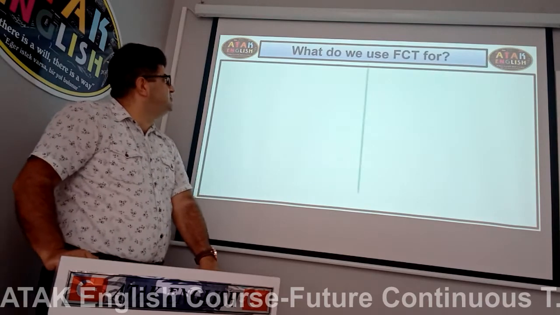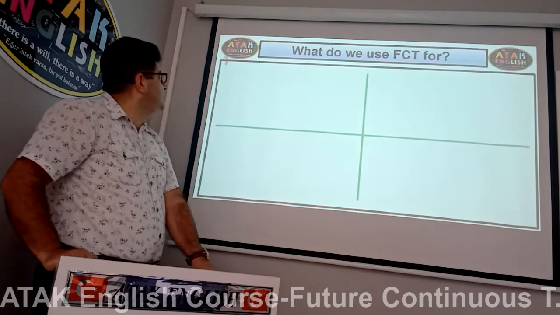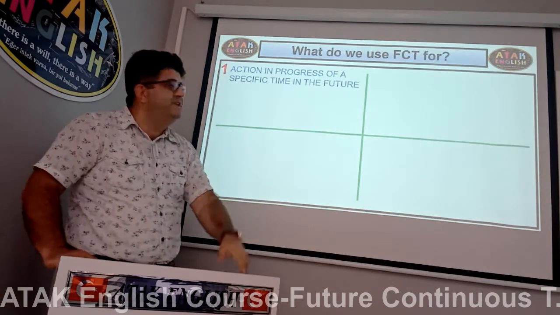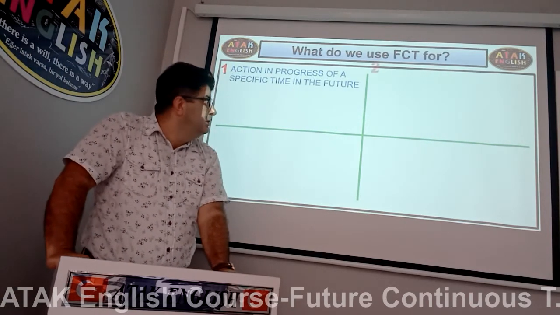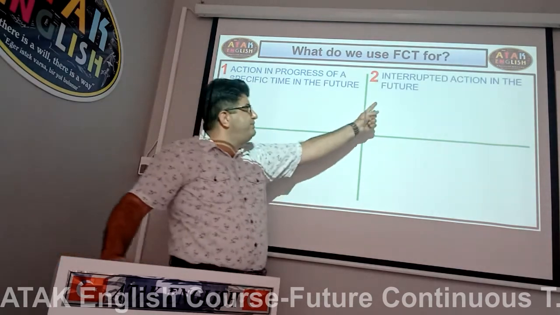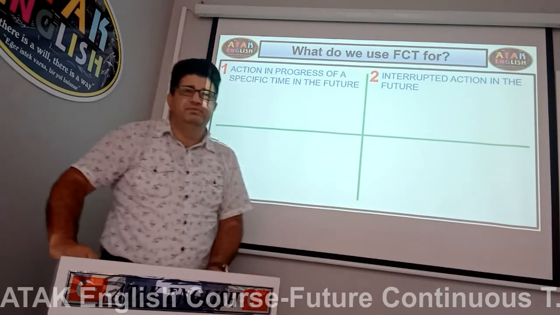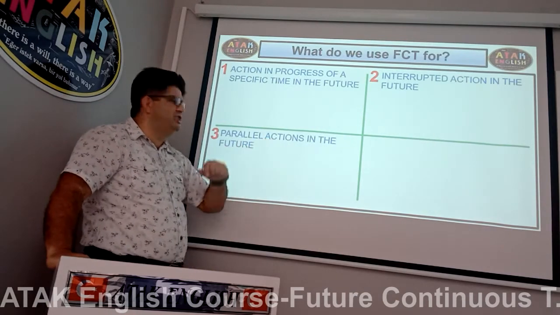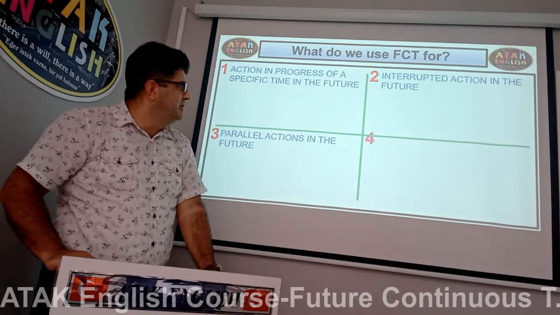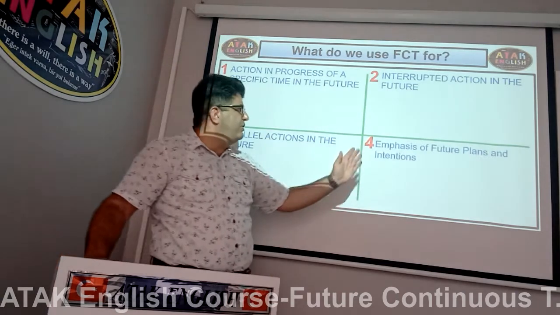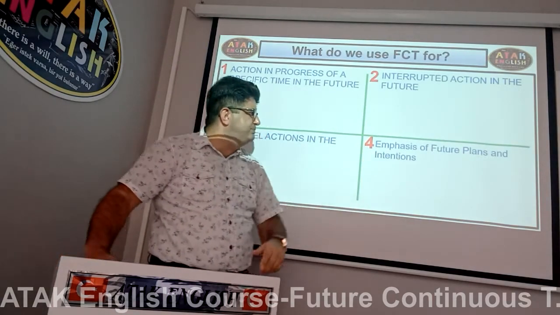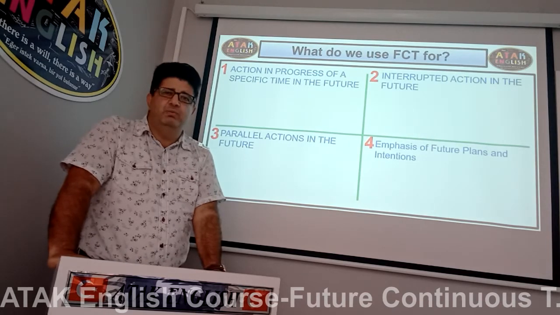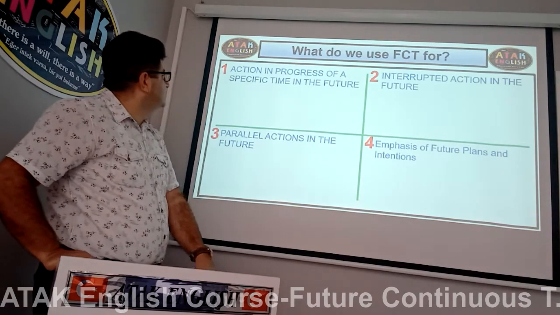What do we use future continuous tense for? Number 1, action in progress at a specific time in the future. Number 2, interrupted action, stopped action in the future. Number 3, parallel actions in the future. And finally, for emphasis of future plans and intention. Let's get into them one by one in more detail.